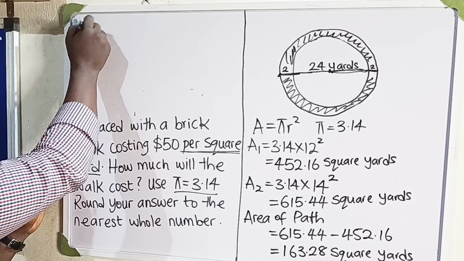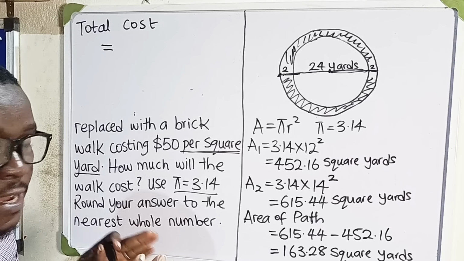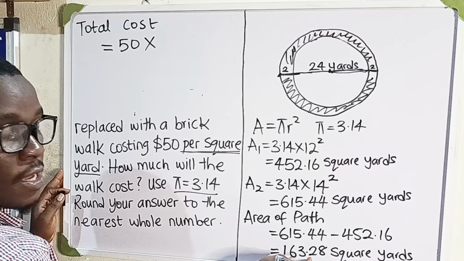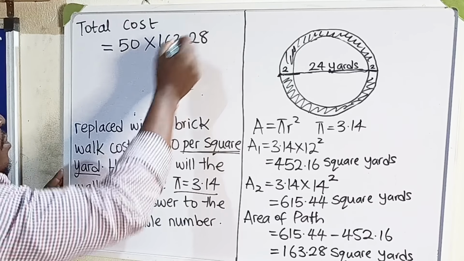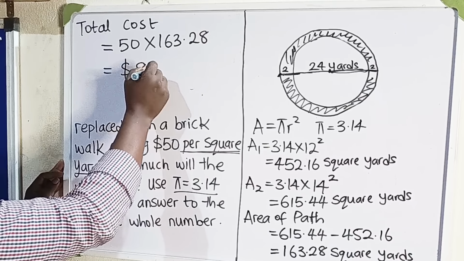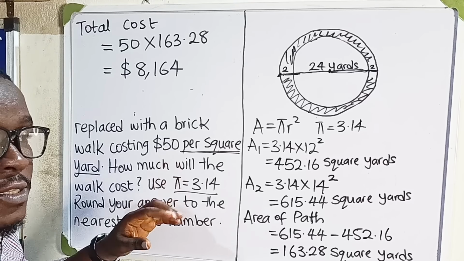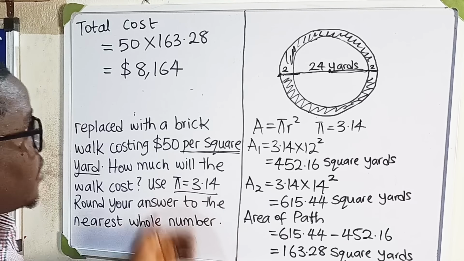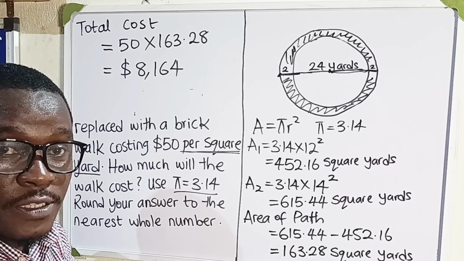So I'm going to write this part of the question. The total cost is equal to cost per yard, which is $50, multiplied by the total square yard, which is 163.28. So when you multiply this, you're going to get $8,164. So the total cost that will be incurred in the construction of this walk around the pond is $8,164. So this is a simple way of solving this question.